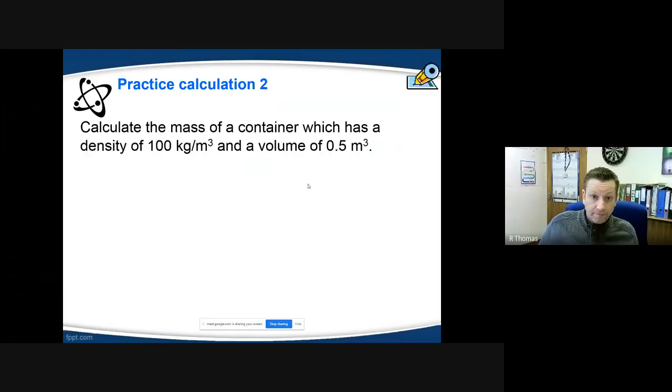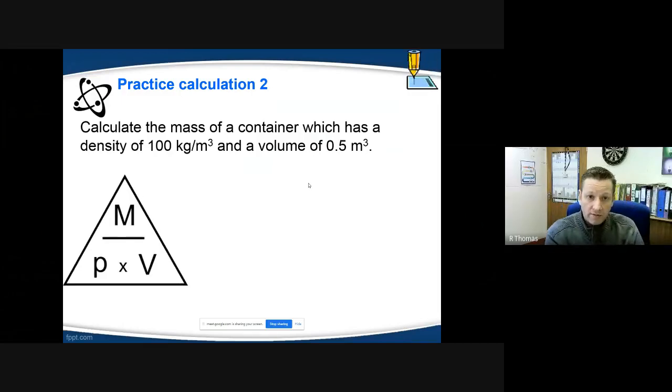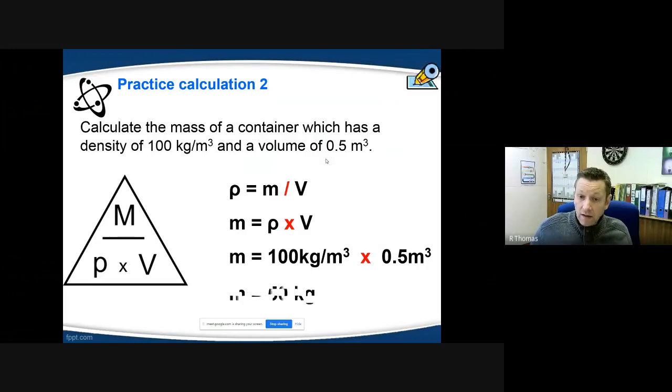So let's have a look at another one. Number 2, calculate the mass. This time, the mass of a container, which has a density of 100 kilograms per meters cubed and a volume of 0.5 meters cubed. So let's look at the units first. The density is in kilograms per meters cubed and the volume is in meters cubed. Great. So when we calculate the mass, it will be in kilograms. So think of your triangular formula. We want the mass. So I need to do the density multiplied by the volume. I'm sure you've already done it. And 100 times a half is 50 kilograms. Right? Easy peasy.